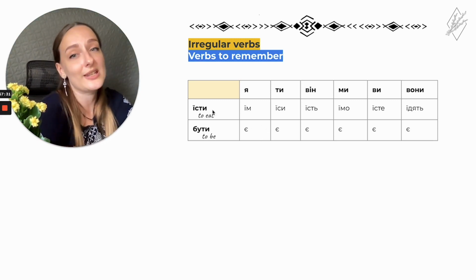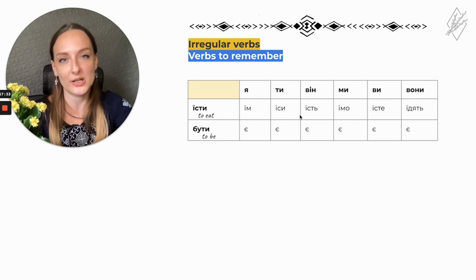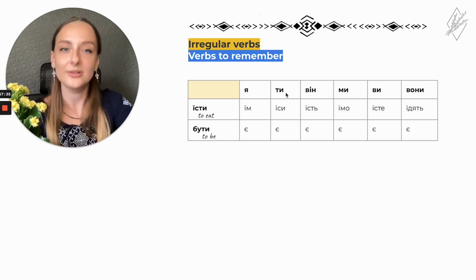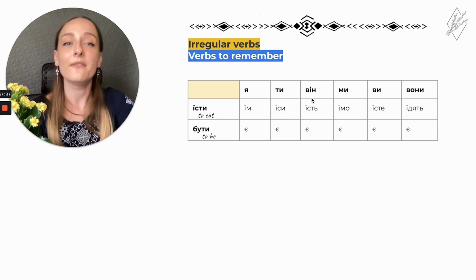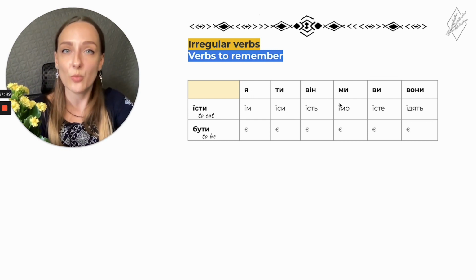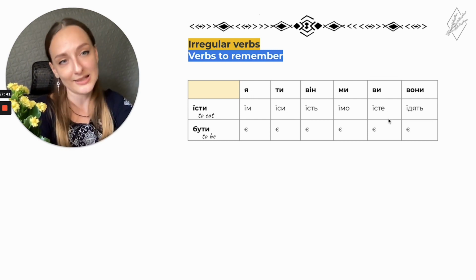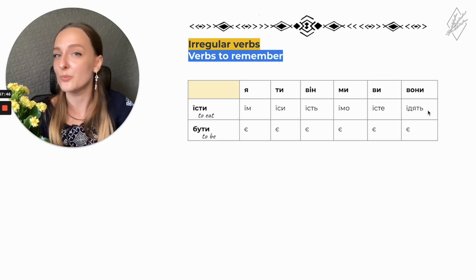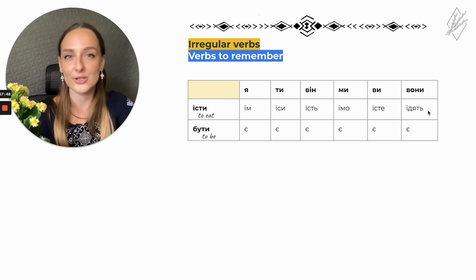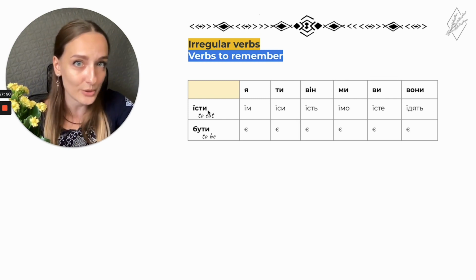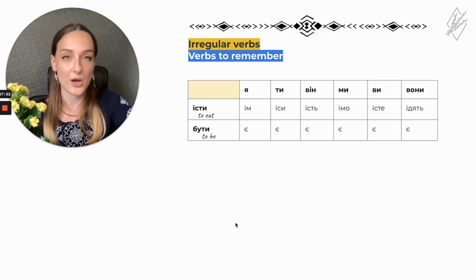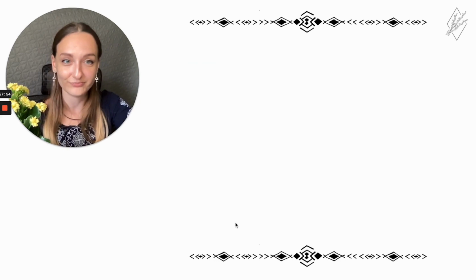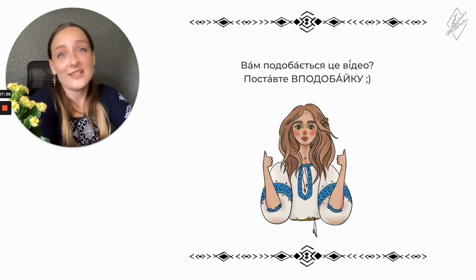And the verb їсти needs to be memorized. Я їм, ти їси, він їсть, ми їмо, ви їсте, вони їдять. So you just must remember these verbs because the verb is quite frequent and we need to know how to change it. And basically that is all.